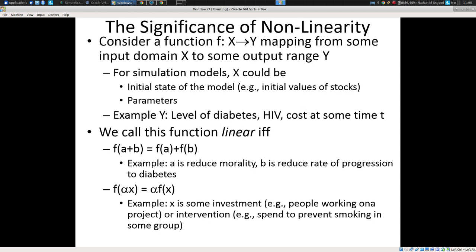Those two requirements are for a function to be linear. If you have the function of alpha times x, it's the same as alpha times the function for x. Here we have 0.5 times x, and the question is, if we double x, call it x prime, so x prime equals 2 times x, and we consider the value of that function 0.5 times x prime, is that twice what it is for 0.5 times x?